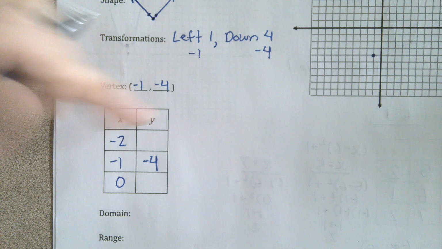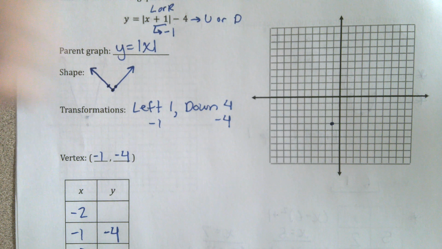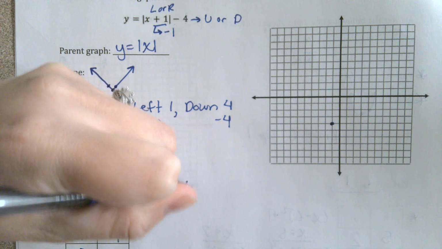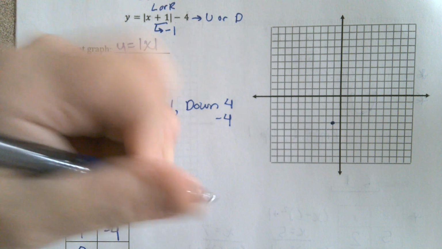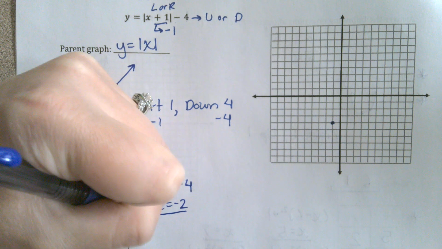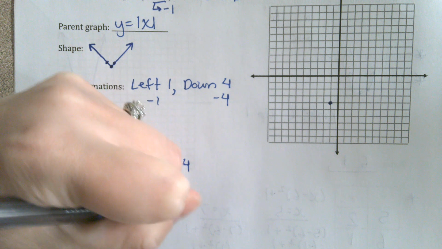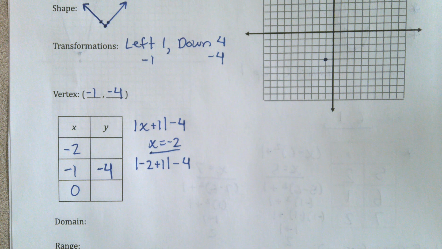Now to get my y values, I just plug it back into the equation that we are given. This one up here. So we have absolute value of x plus 1 minus 4. So if x is -2, we have -2 plus 1 minus 4. Be extra careful here, guys, with the absolute values. I'm already seeing a lot of students try to fall into some bad habits here.